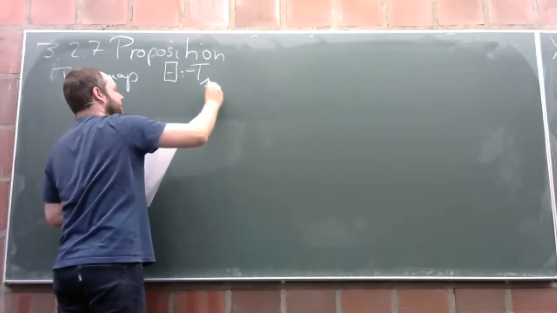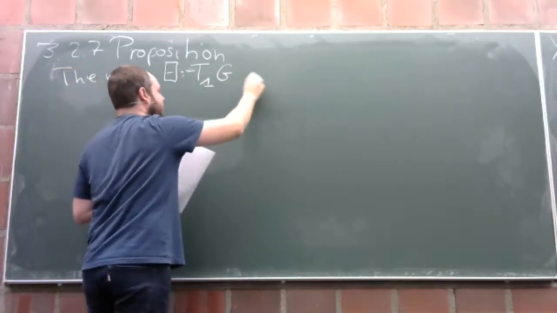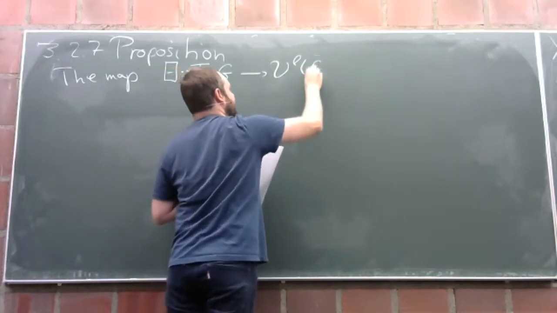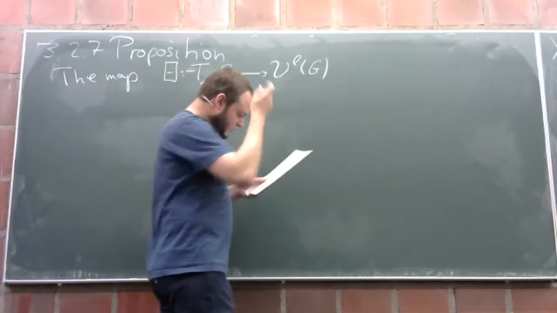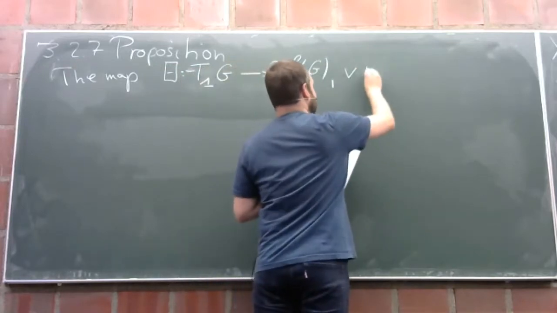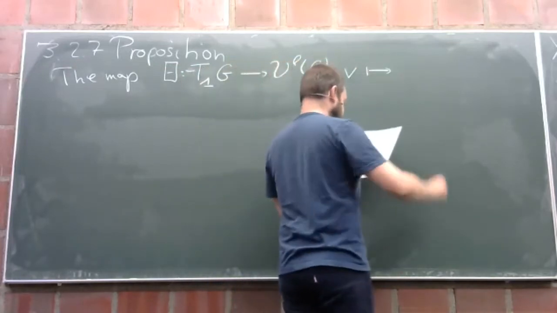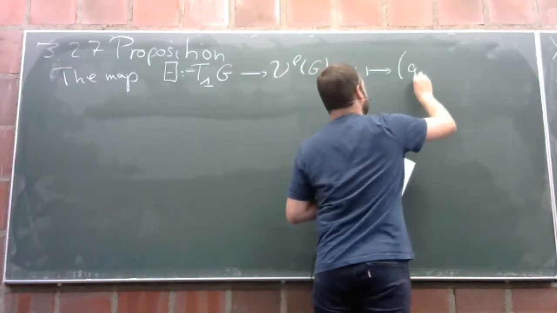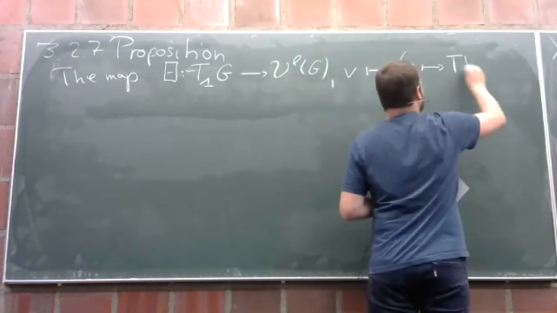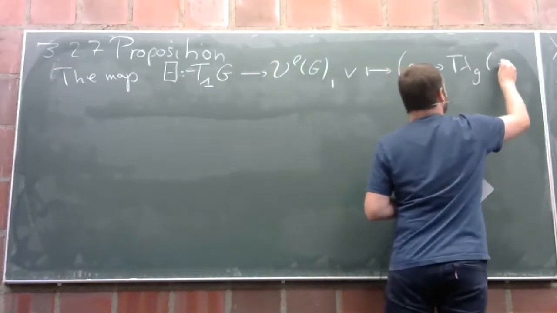Take the tangent space at the identity of your Lie group and map it into the left invariant vector fields on G. What does it do? It takes one of these tangent vectors and maps it to the left invariant field. We have seen this formula. It's just T lambda_g of v.